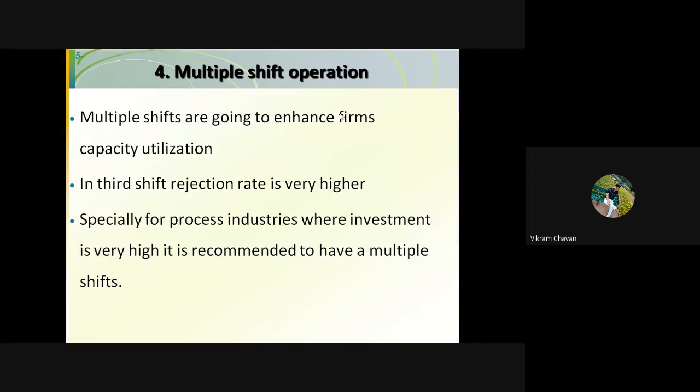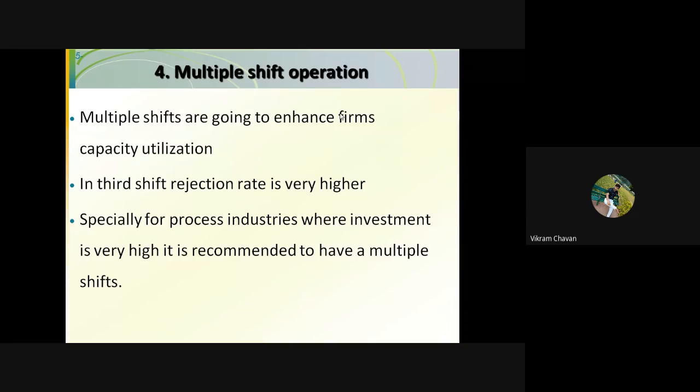But while doing this multiple shift operation, many companies come to know that in the third shift, that is the night shift, the rejection problems are more. It will also affect the capacity. For some processing industries like foundries and food processing industries, where the investment is very high, multiple shift operations are recommended.